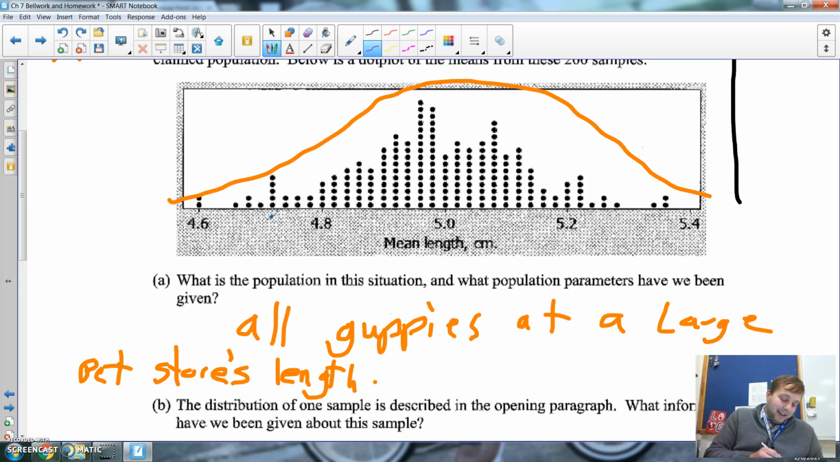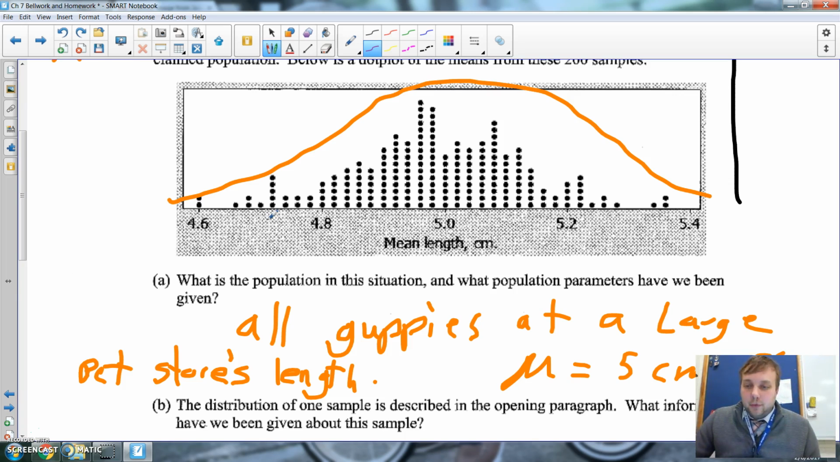Well, the population parameter we've been given is 5 centimeters. Okay? And we also have been given a standard deviation of 0.5. Okay? Alright, next, going freestyle.